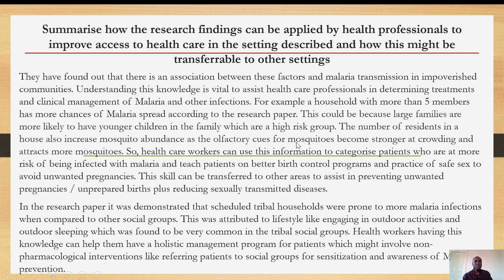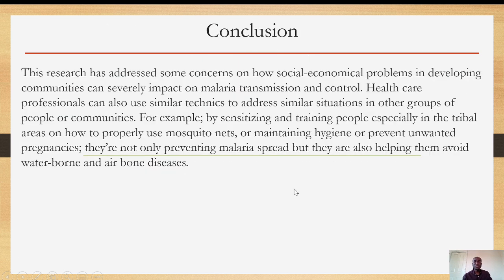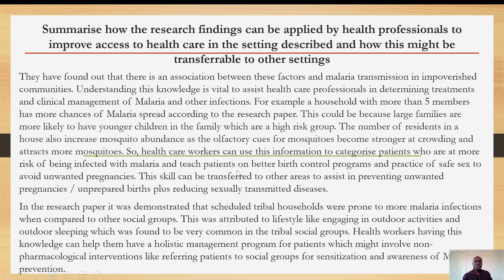This could be because large families are more likely to have younger children, which is a higher risk group. The number of residents in the household affects mosquito abundance, as the olfactory cues for mosquitoes become stronger with crowding and attract the mosquitoes. So healthcare workers knowing this information can teach these people about better birth control programs and the practice of safe sex to avoid unwanted pregnancies. This skill can also be transferred to other areas to assist in preventing unwanted pregnancies.